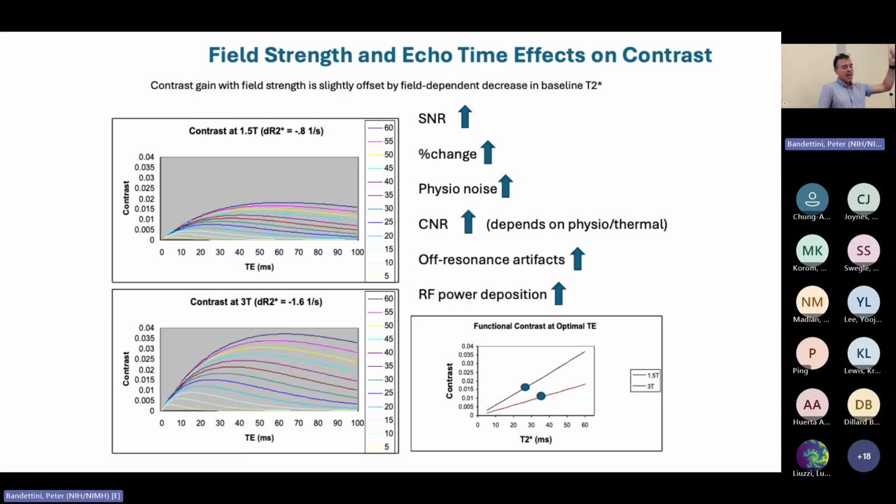Certainly, you have more signal overall and a little bit more sensitivity, but in terms of contrast to noise, it would be about the same. But luckily, there's an advantage because the baseline T2 star doesn't go down quite that much with high field. If you just look at these curves right here, this is at 1.5, this is at 3, this is across essentially different baseline T2 stars.